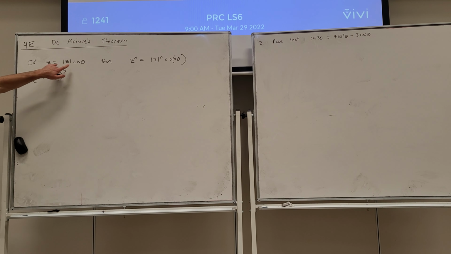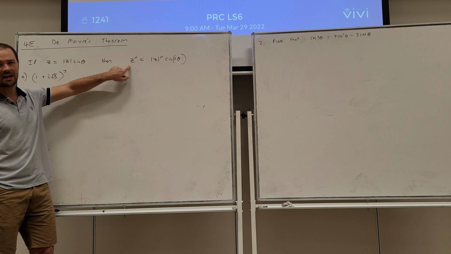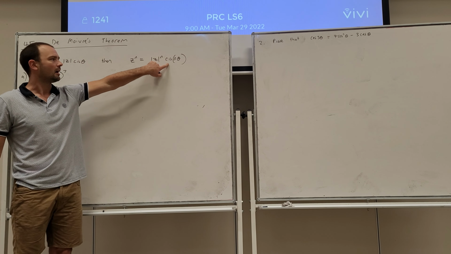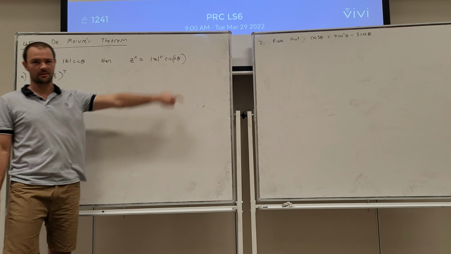De Moivre's theorem. So this is it here. We have z, a complex number expressed in polar form as the modulus of z times cis of theta. Then z to the n, where n is some real number power, we can simplify to the modulus of z to the n, cis of n times theta.